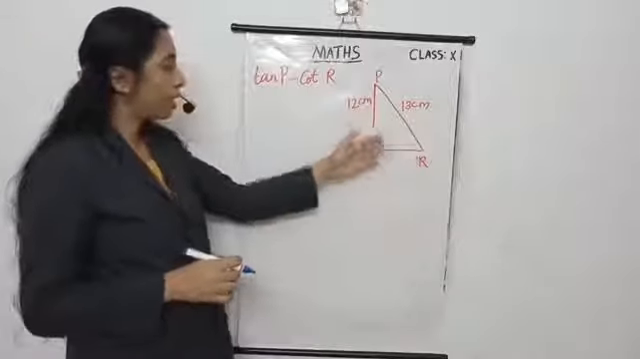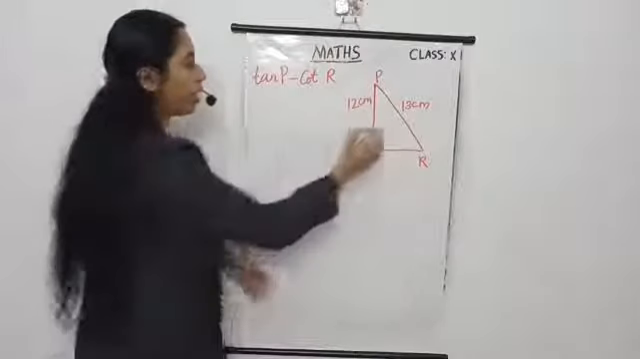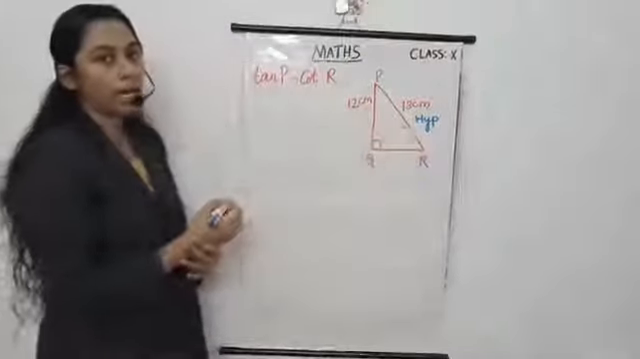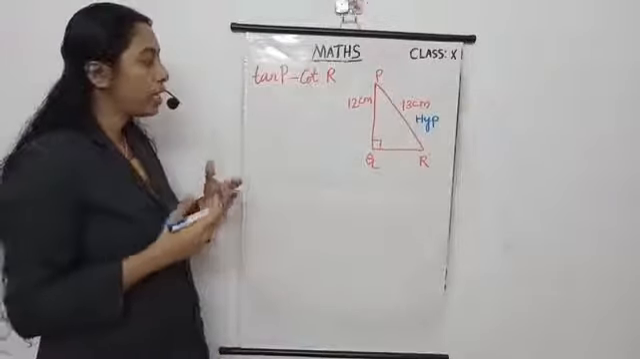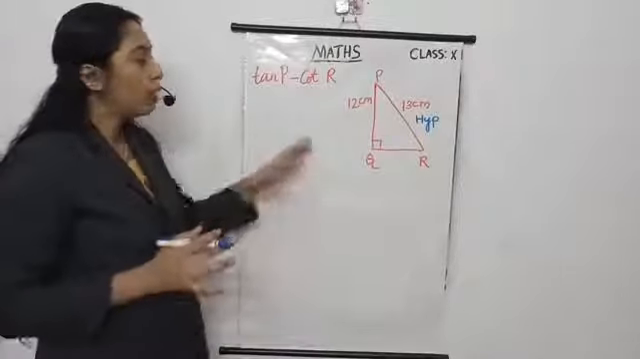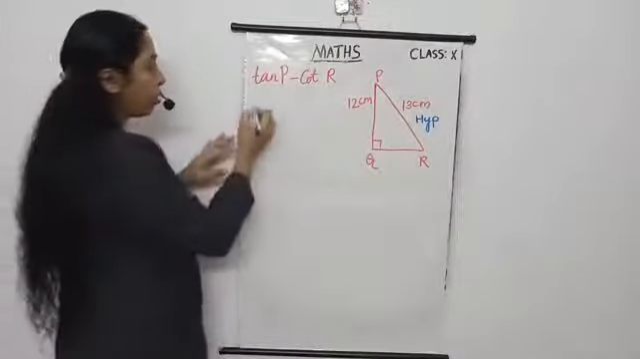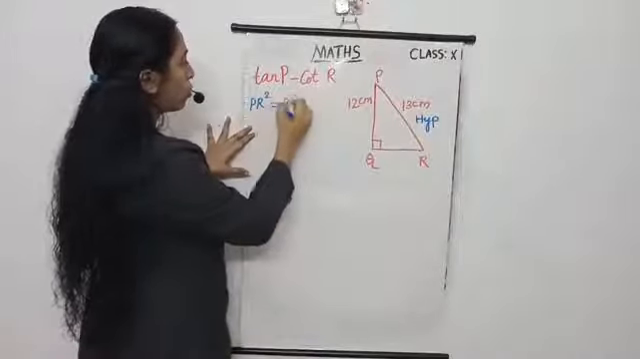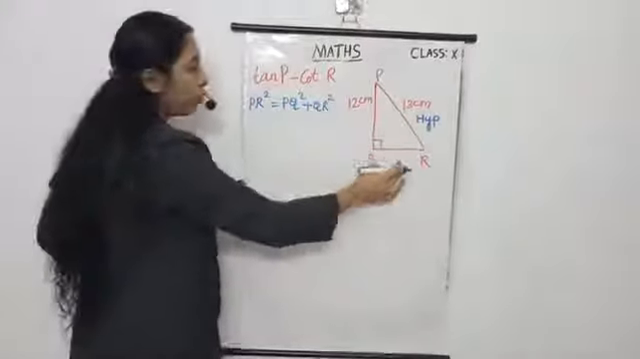PQR is a right angle triangle, PQ is 12 centimeter, PR is 13 centimeter, and PR is always the hypotenuse because it is opposite to the right angle, 90 degrees. Now we don't know QR. So first we need to find the measure of QR. Here also we use the Pythagoras theorem for right angle triangles for finding a side. According to Pythagoras theorem, PR square equals PQ square plus QR square.